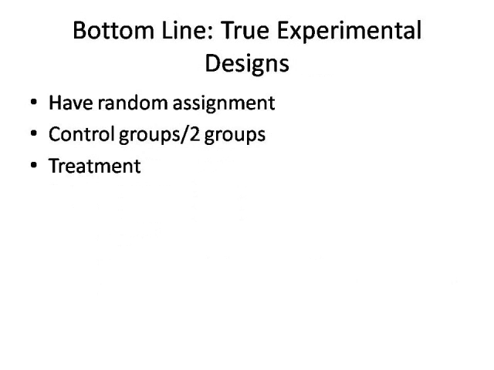What is a true experimental design? Bottom line, they have random assignment, that's to the experiment and to both groups, to the control group and the experimental group, or group A, group B, whatever. There are two groups present in true experimental designs, and some kind of treatment occurs.